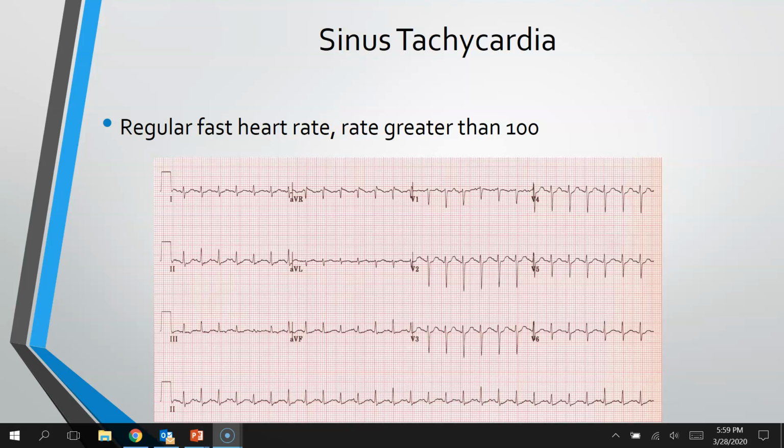Sinus tachycardia, again, is anything that's over 100 beats per minute. And so when we see this, you can see that the QRS or the complexes are much closer to one another. And we know that that's an increased rate.